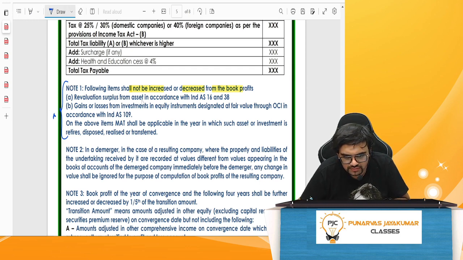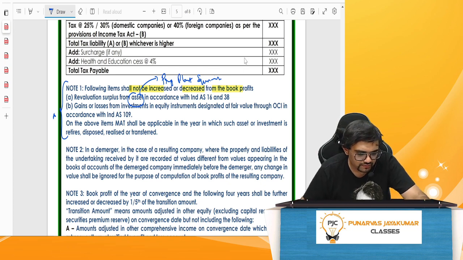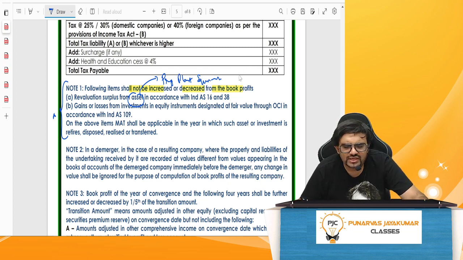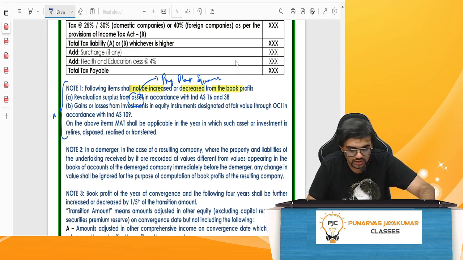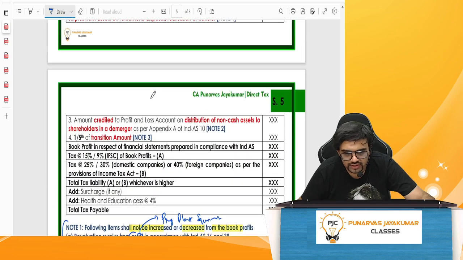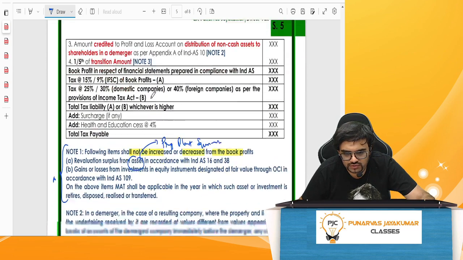Revaluation surplus from asset in accordance with AS 16 or AS 38. This asset would be your property, plant and equipment. So generally, guys, when you shift all the assets, you will obviously take the FMV. So here, what they are trying to tell is, this is one part of the story.